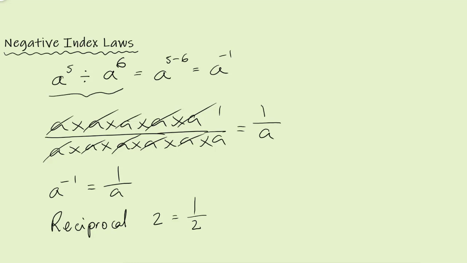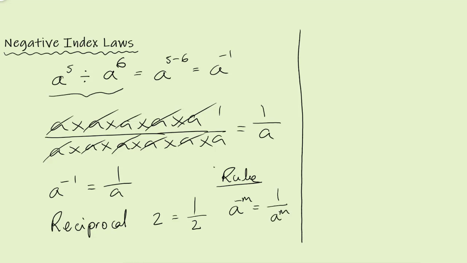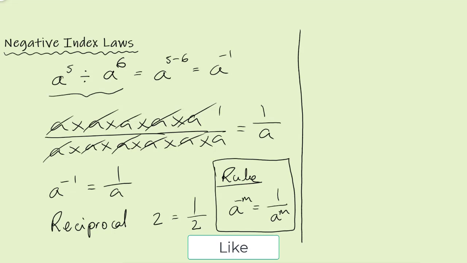So that's a reciprocal. So let's write down the rule for the negative index law. a to the power of minus m can be written as 1 over a to the power of m. Let's have a look at some examples. If you have 2 to the power of minus 1, this can be written as a reciprocal, or 1 over 2. 3 to the power of minus 1 can be written as 1 over 3. Pretty straightforward, yeah?